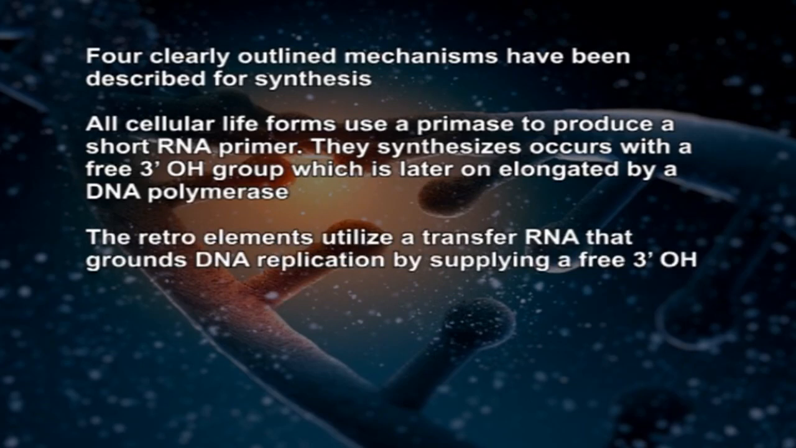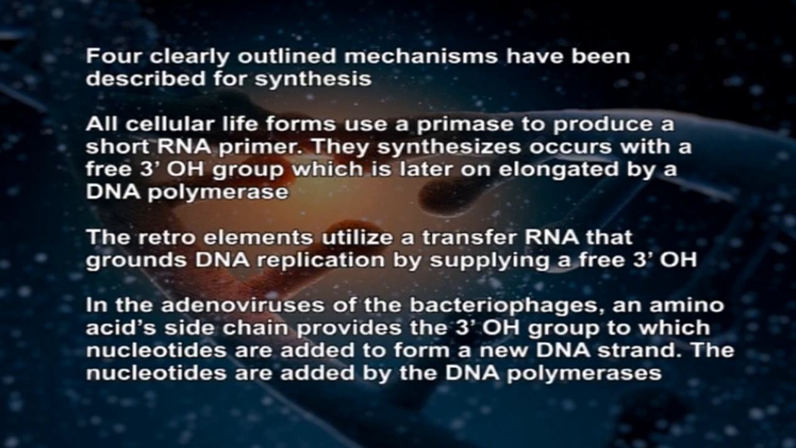The retroelements utilize a transfer RNA that primes DNA replication by supplying a free 3'OH. In adenovirus and bacteriophages, an amino acid side chain provides the 3'OH group to which nucleotides are added to form a new DNA strand. The nucleotides are added by the DNA polymerases.